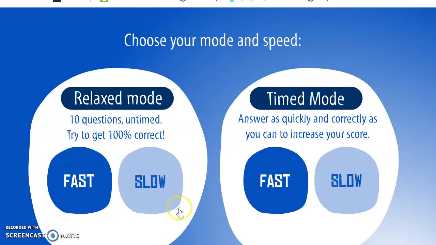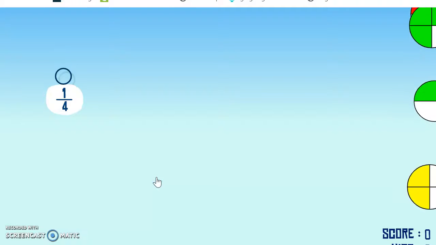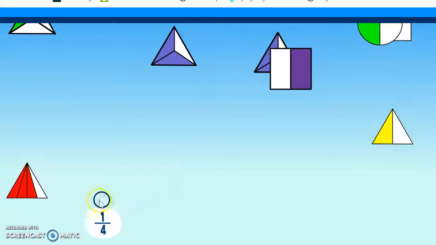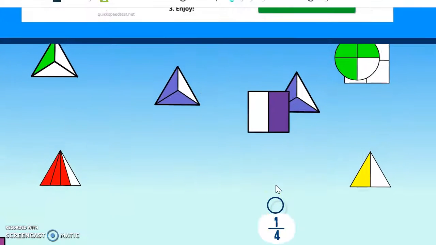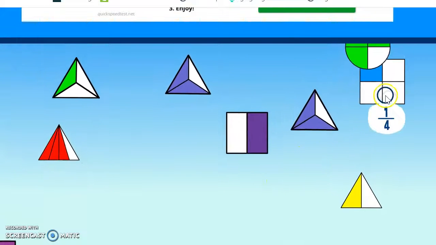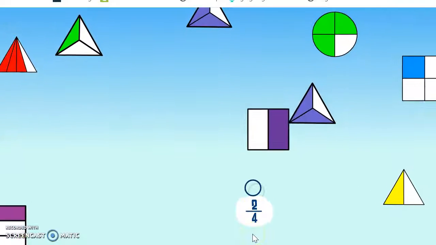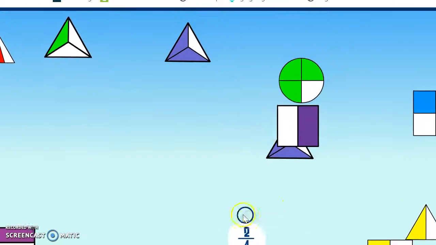Again, you have some choices. You can choose fast or slow, timed, fast or slow. I'm going to go ahead and choose relaxed mode, slow. Okay, so I'm looking for fractions that show 1/4, and I'm going to click on them. And that would be 1/4 that would be colored in. So right there, and I get points as I do that.